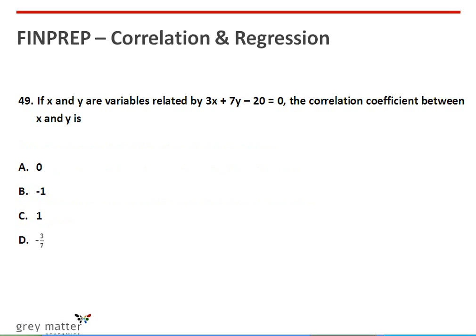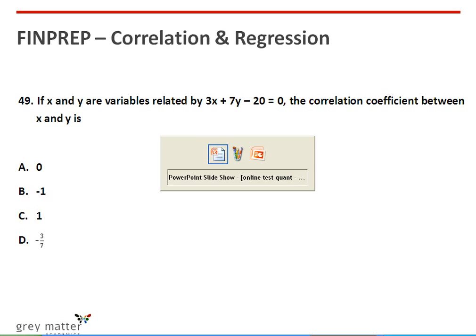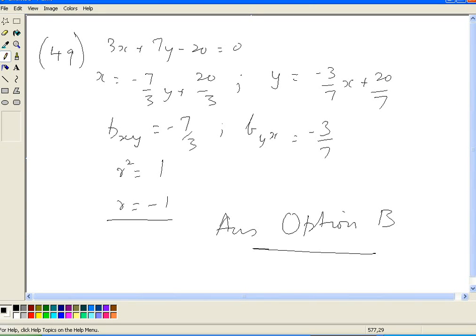49th problem. If x and y are variables related by 3x plus 7y minus 20 equal to 0, we need to calculate the correlation coefficient between x and y. Now it is given by a single equation. So if you write x in terms of y, then we have the regression coefficient of x on y will be equal to minus 7 by 3.